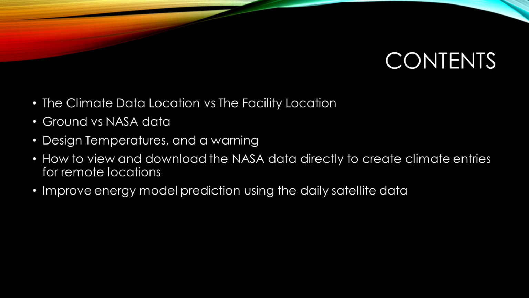First, I'll talk about the climate data location as compared to the facility location. Then we'll look at two sources of climate data you'll see in RETScreen: ground data and NASA satellite data. We'll look at where the design temperatures are sourced from, along with a caveat in their use. Then I'll show you where the satellite data comes from and how you can use it to create custom climate entries for remote locations. Finally, we'll download some recent weather data in the Performance module and use it to improve our energy model's prediction.